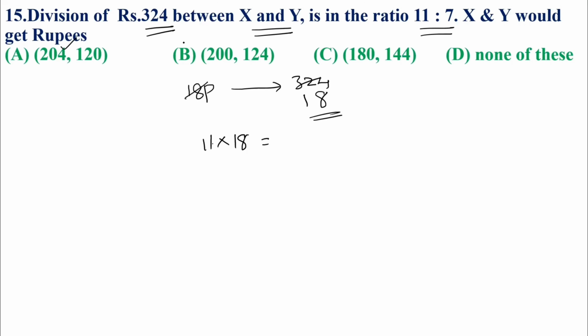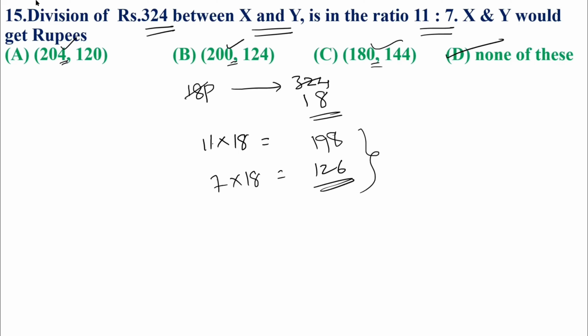Any option with units digit 8? No. So obviously option D is the correct answer. Without doing it also you can check. 18 ones are 18, so this will be 198. And next is 7 into 18, 126. So no other option is there. Option D. Option checking is also one of the very important methods in MCQ.